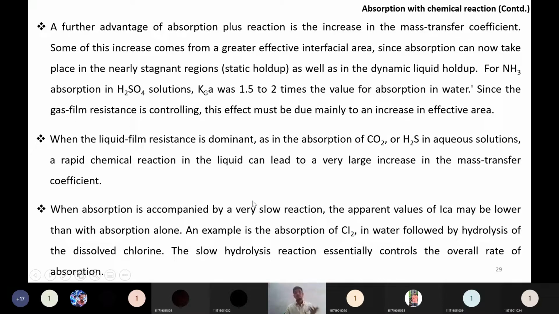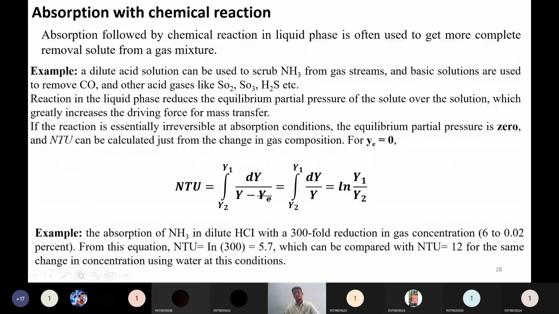When absorption is accompanied by a very slow reaction, the apparent value of KLa may be lower than with absorption alone. As an example, take chlorine in water followed by hydrolysis of dissolved chlorine: the slow hydrolysis reaction essentially controls the overall rate of absorption. That is about absorption with chemical reaction, whose advantages are increasing the mass transfer coefficient, increasing interfacial area, and also decreasing the NTU.